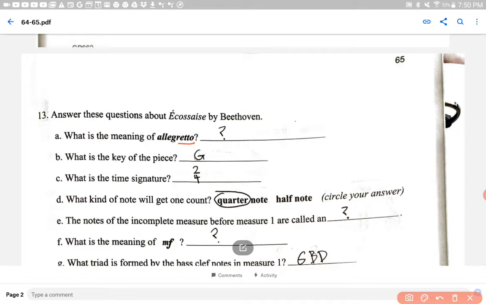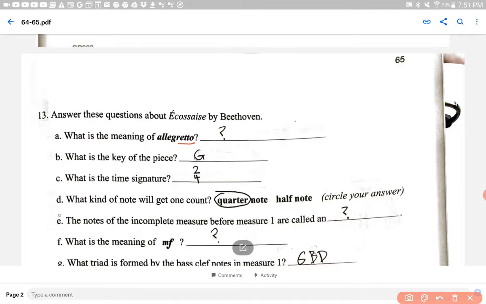So you can write a couple of things. You can write slower than allegro, or somewhat fast. Both kind of be correct. Just know that it's slower than allegro. Let's look at B. What key is this piece? G, that is correct. Time signature is 2/4. Kind of note, quarter note gets 1 count, so all of that is correct.